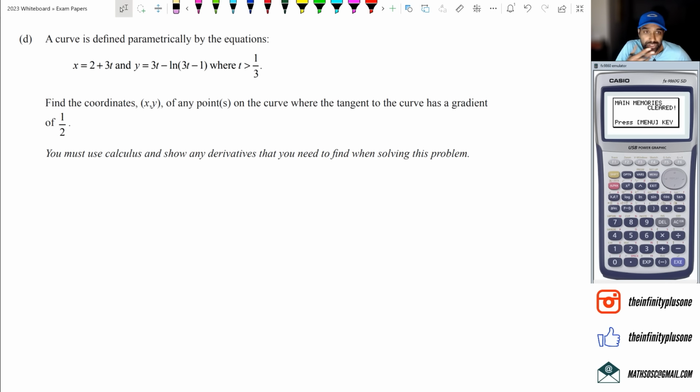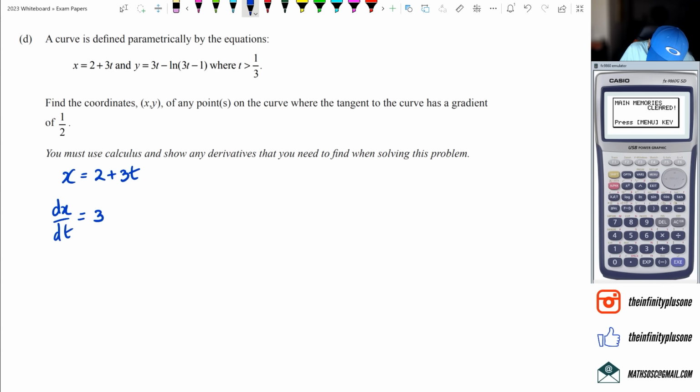Okay, so with this question, we've got a parametric equation, so we've got to work out dx/dt, dy/dt, put that together, and then what are we looking for? Find the coordinates on the curve with a tangent to the gradient. Okay, so we put dy/dx equals a half and figure out what x and y is. Cool. So our first step is we're going to work out what dx/dt is. So dx/dt is equal to positive 3.